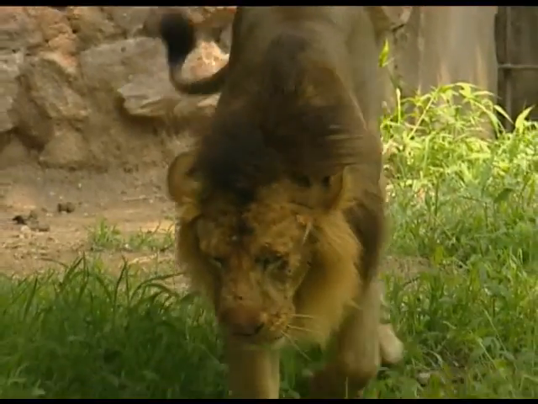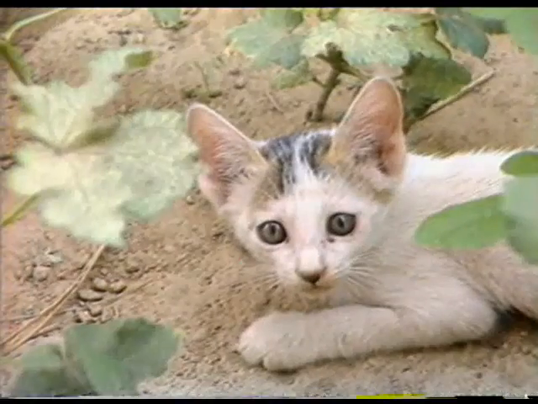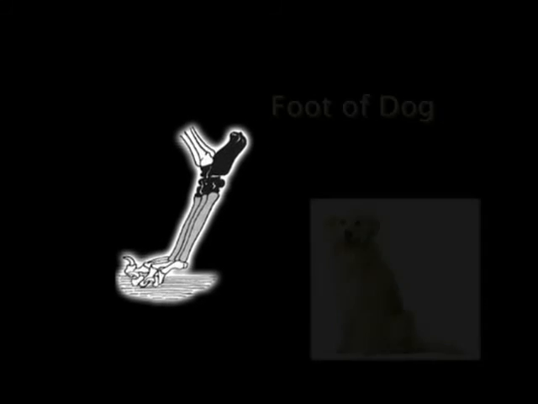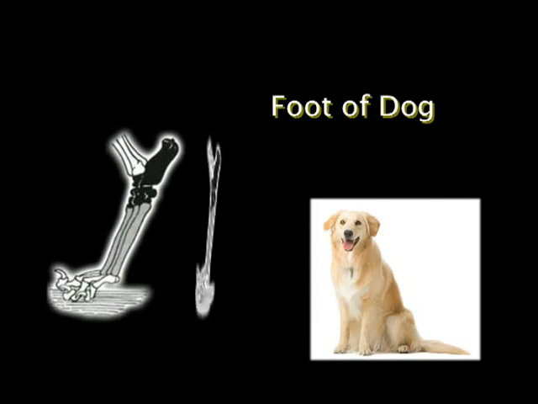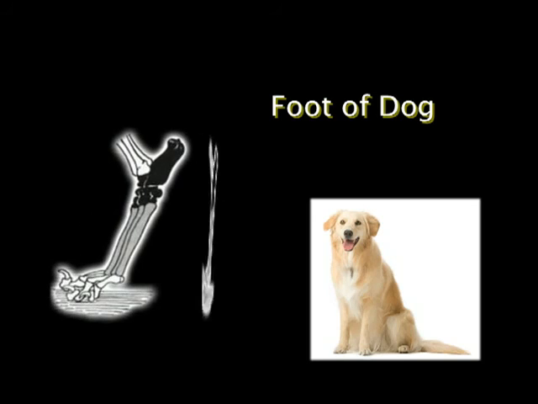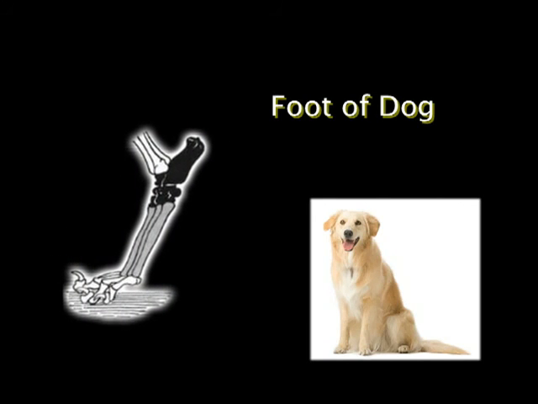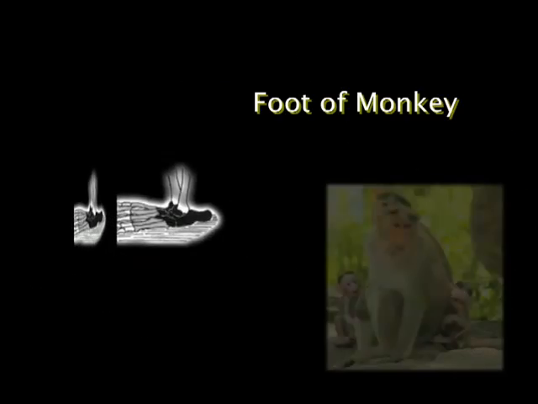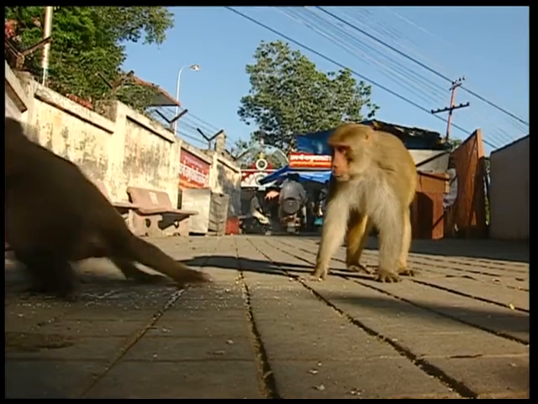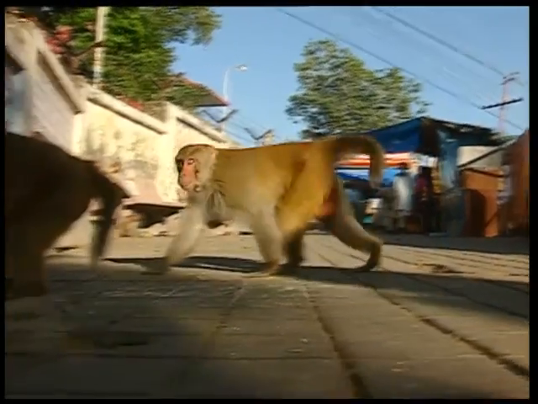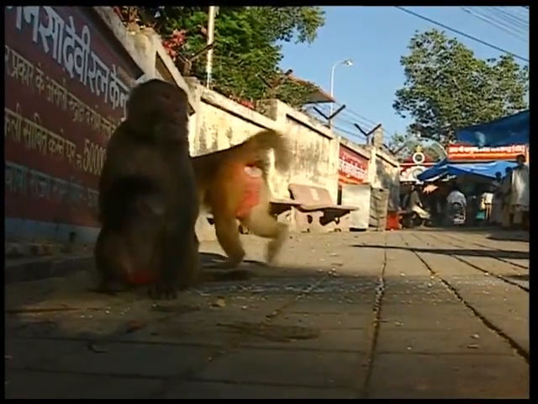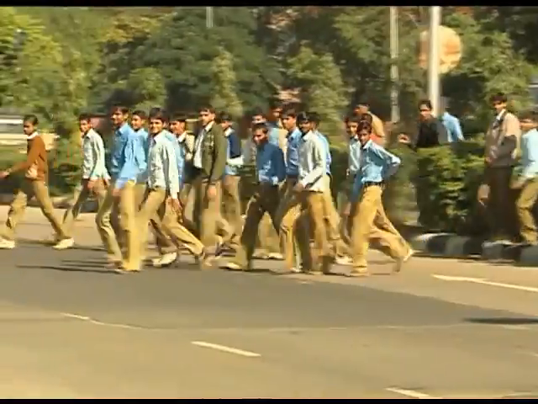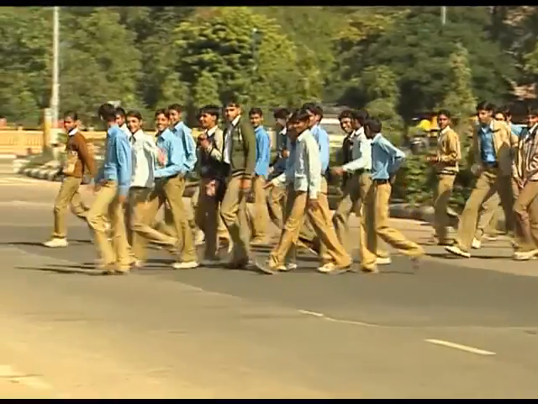Lion, tiger, cat, dog walk and run on toes. Toes are known as digits. So animals walking on toes are known as digitigrade. Monkeys are plantigrades as they walk on the entire sole of the foot. Human beings walk on 2 feet. This is called bipedal locomotion.